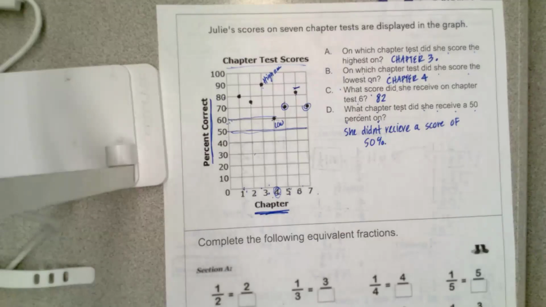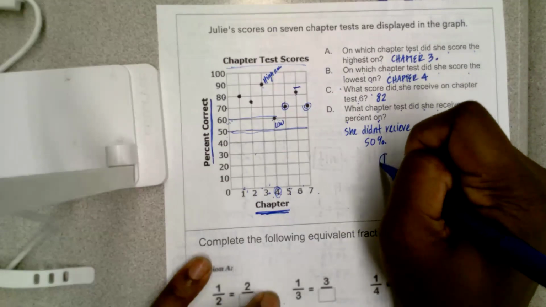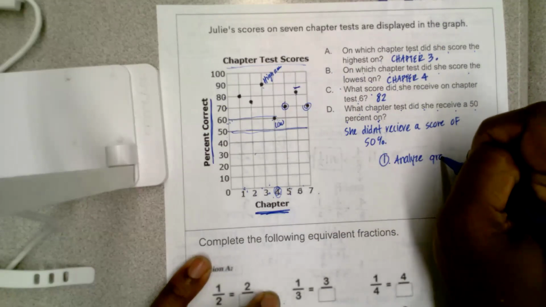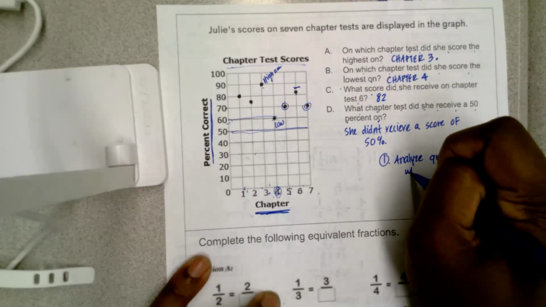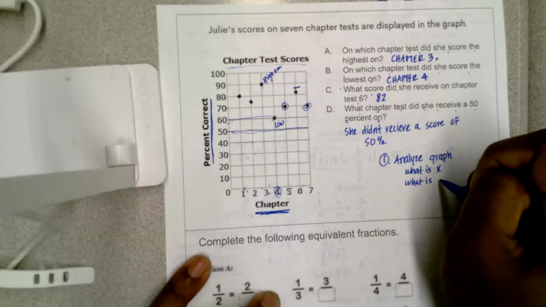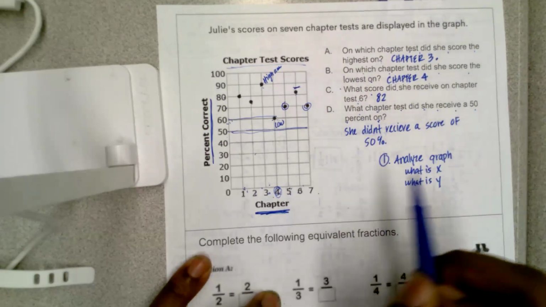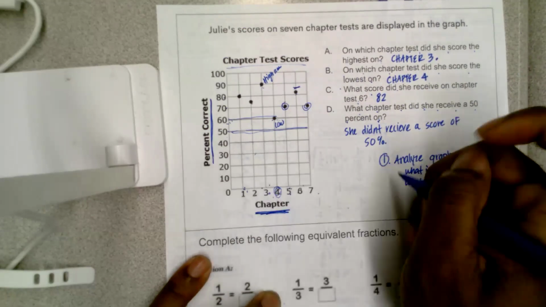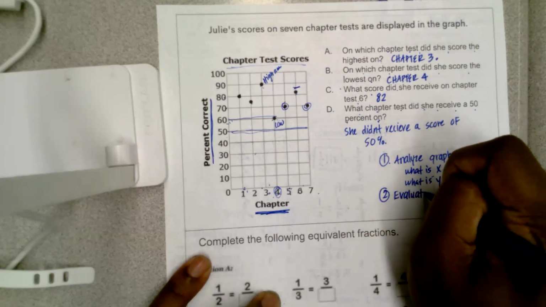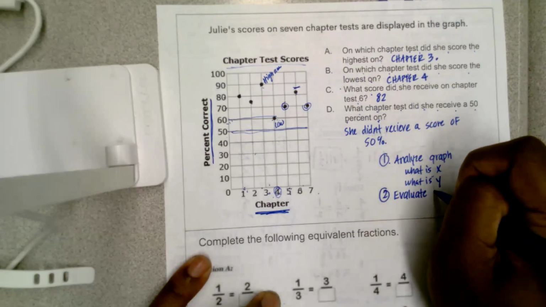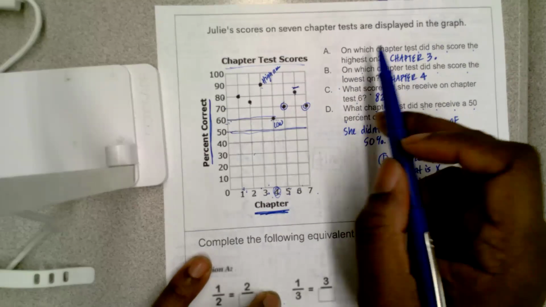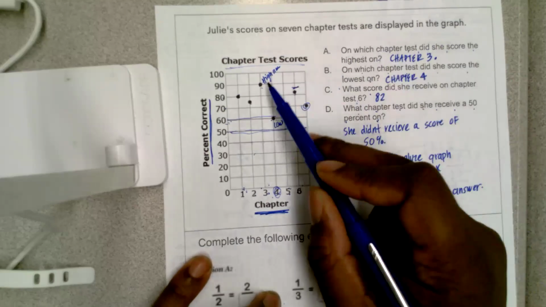All right. So first, analyze the graph. Like, what is the X? What is the Y? The X was talking about the chapters. The Y's were talking about the percentages. Step 2, evaluate and answer. So we evaluated the question and we went to the graph and we answered it.